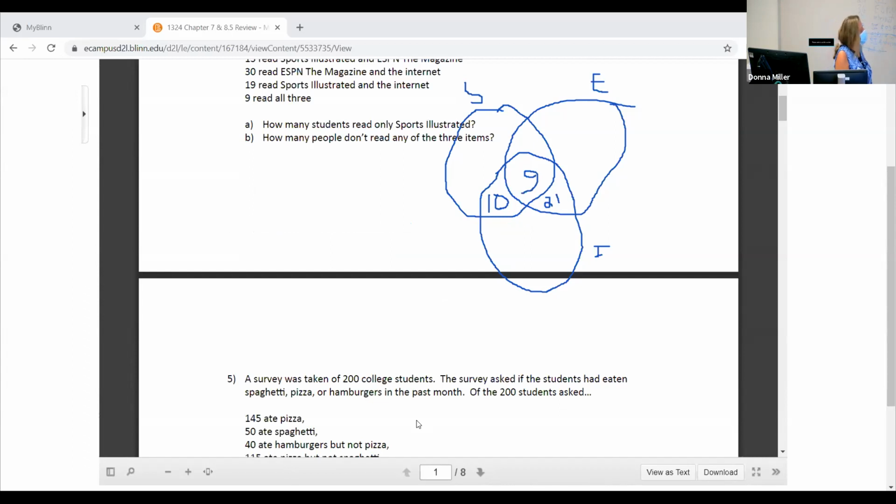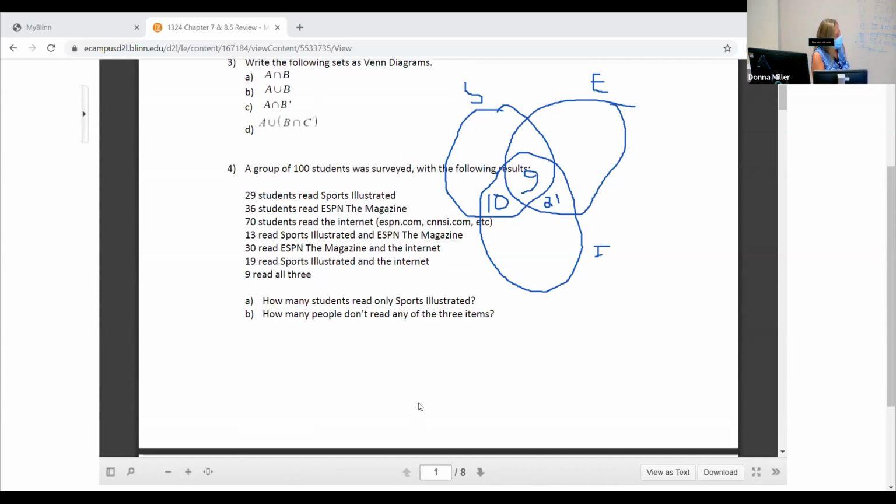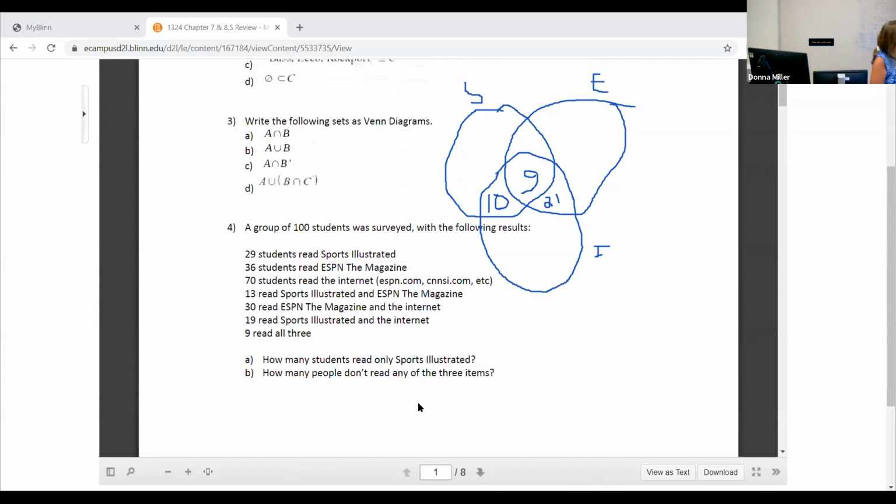13 reads Sports Illustrated and ESPN. So 13 is this overlap, that's this overlap, needs to add to 13. So I already have 9 in there, so that means I have to put a 4 in there to get 13. Okay? So I get Sports Illustrated and ESPN. That's this wedge right here. That needs to add to 13, so this needs to be a 4. Right? All right, that takes care of that.